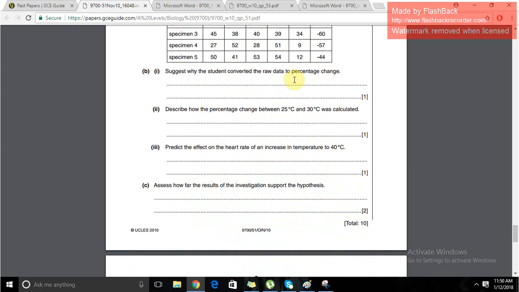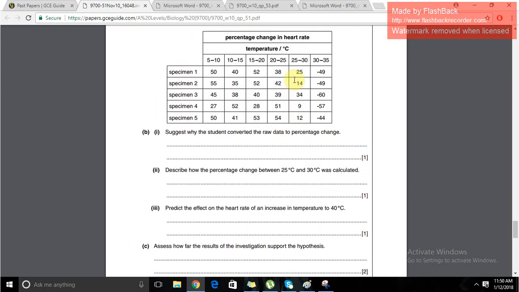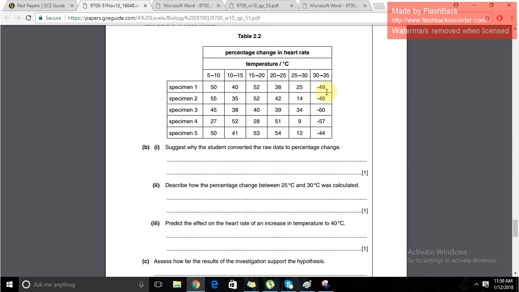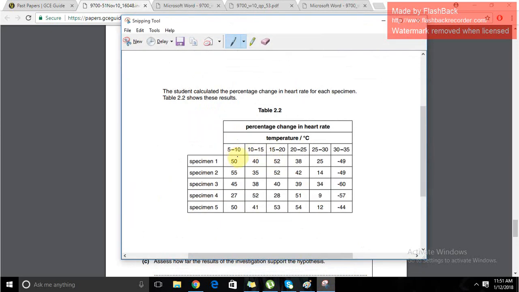We have to predict the effect on the heart rate of an increase in temperature to 40. As you would observe, initially there was an increase, and then there is a decrease. If we observe the pattern, we may calculate the average for these. So the percentage increase has been decreasing.